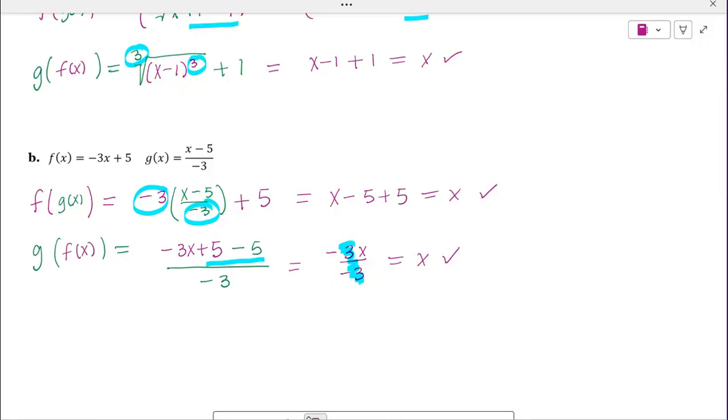Again, all we're trying to do is show that the composition function results in x, which is the input from the original, and you only have to show this once. You don't have to show both directions.